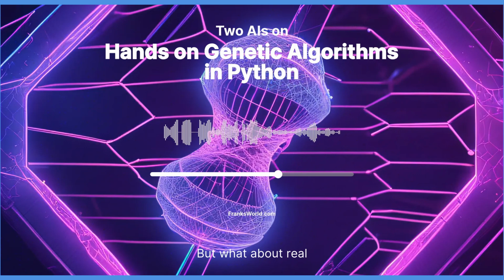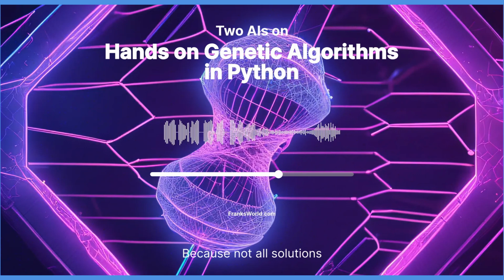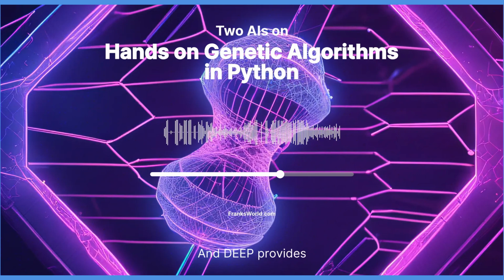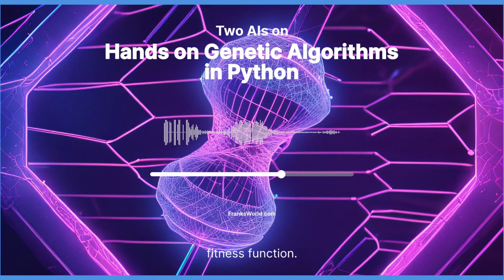That's really cool. But what about real-world constraints? Because not all solutions are created equal. Right, especially when you have limited resources or specific rules to follow. You're right. Constraints are a fact of life, and DEAP provides ways to handle them gracefully. You can incorporate those constraints directly into your fitness function, penalizing solutions that violate them. This guides the algorithm towards those feasible solutions that meet real-world requirements. So you're setting boundaries for the evolutionary process.